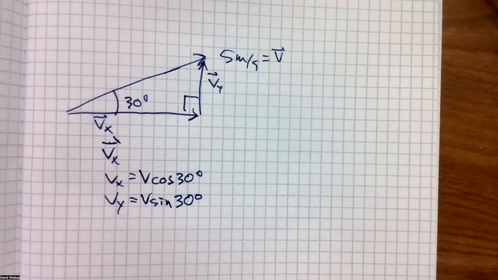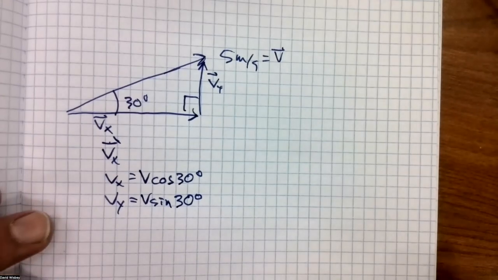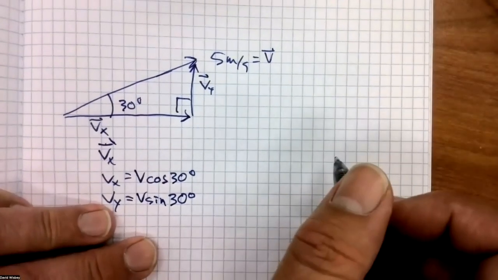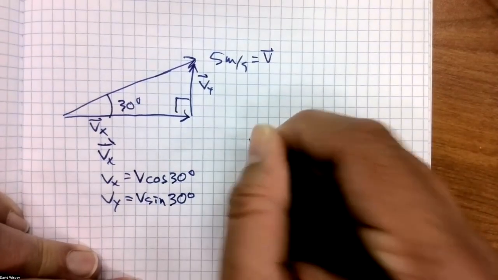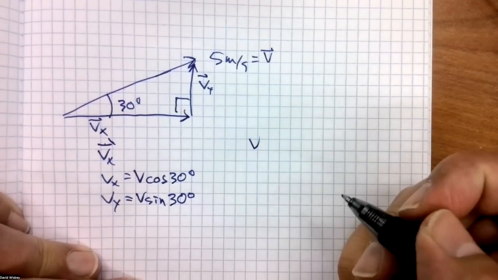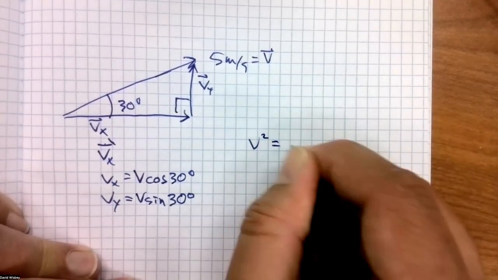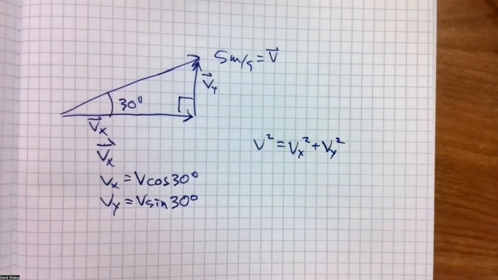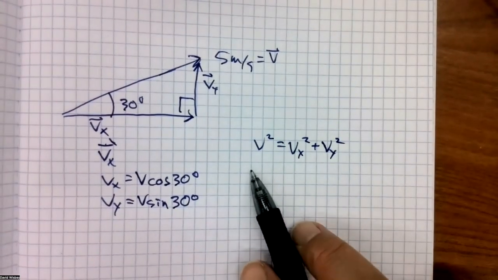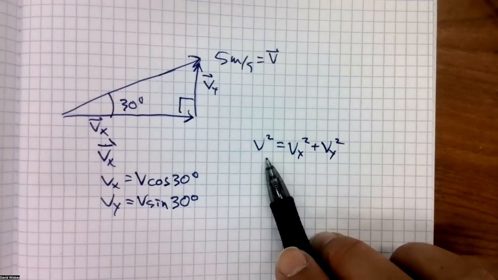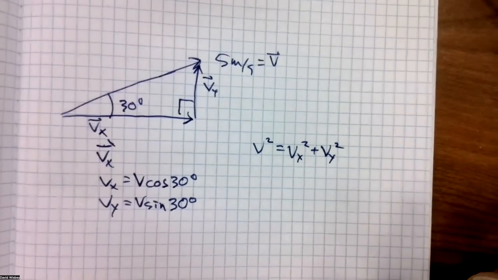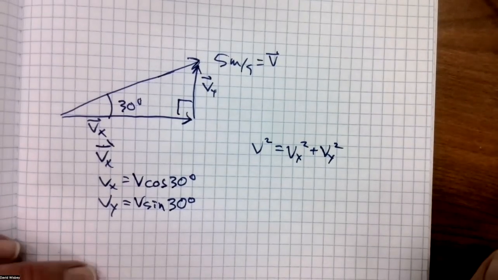Now, there's some other things that I know, okay? Let's remember our favorite cult leader, Pythagoras. Lived on an island in Greece. He had a cult. I don't know what that was like. Must have been pretty crazy. But we know that the magnitude of my vector V squared has to equal Vx squared plus Vy squared. Okay? So if I knew Vx and Vy, now I can get V. Or I could solve for any one of these if I knew the other two. If I only knew Vx and Vy, I could get the angle of my vector.